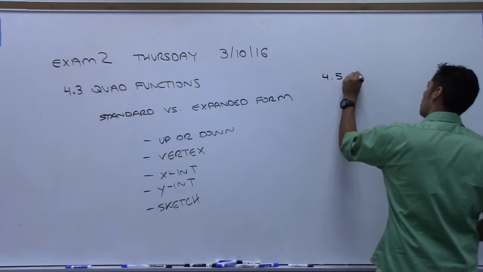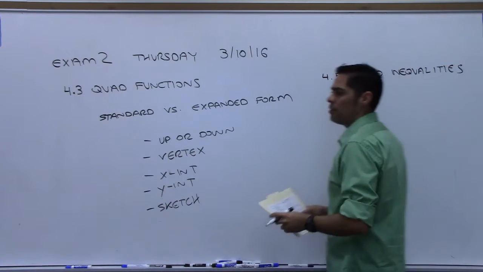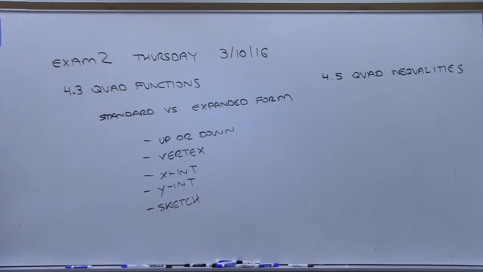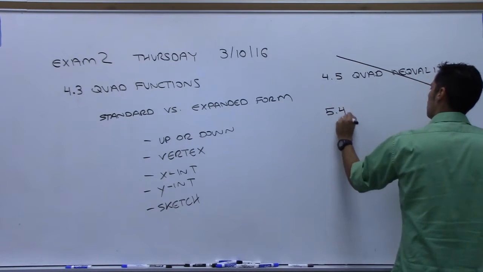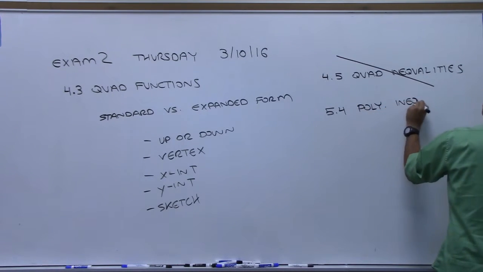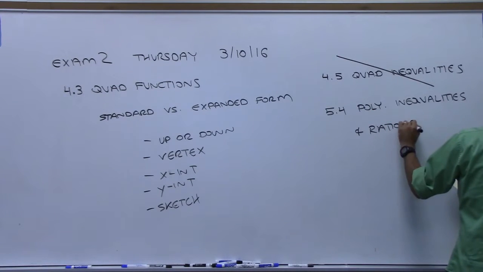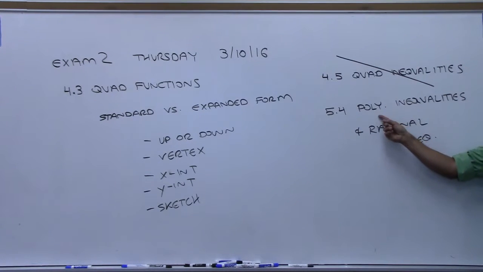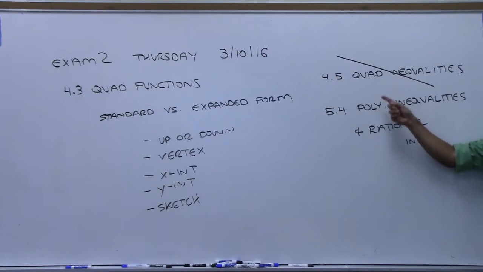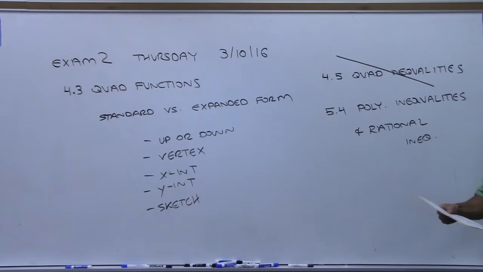4.5, quadratic inequalities. Now, I actually did not go through this section in detail because when we got to 5.4, it was called polynomial inequalities and rational inequalities. And we know that every quadratic is a polynomial, right? So the way that you would do a quadratic inequality is exactly the same way that you would do a polynomial inequality. And if you'd like, towards the end of class, I'll do one of these, so that you can see a quadratic inequality being done. All right?